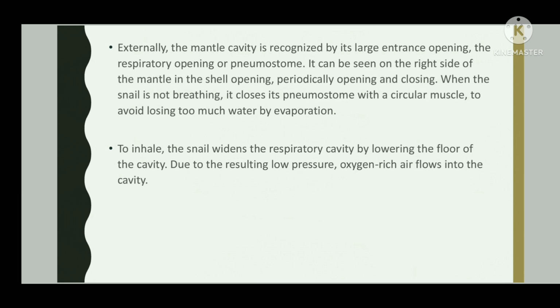Externally, the mantle cavity is recognized by its large entrance opening, the respiratory opening or pneumostome. It can be seen on the right side of the mantle, next to the shell aperture, opening and closing periodically. When the snail is not breathing, it closes its pneumostome with a circular muscle to avoid losing too much water by evaporation. To inhale, the snail widens the respiratory cavity by lowering the cavity floor.